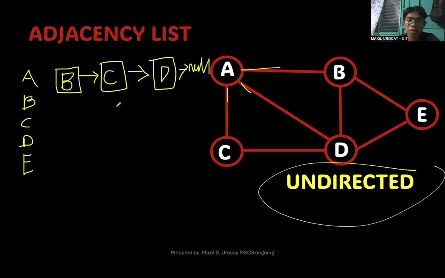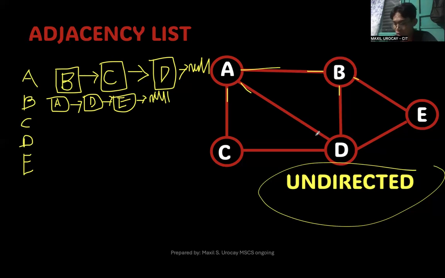Let's move on to letter B. What will be the adjacent vertices for B? Here it's A, D, as well as E. So we can put here letter A, that must be connected to D, and that must be connected to E, and that must point to null since the last value in your linked list must point to null.